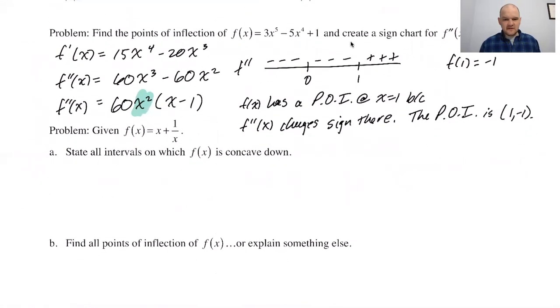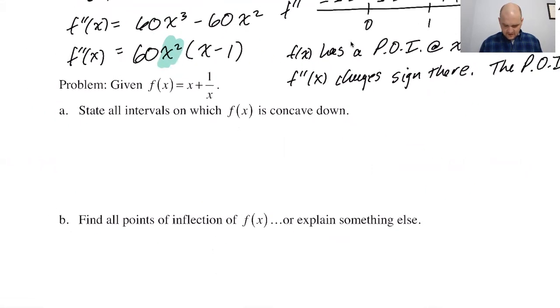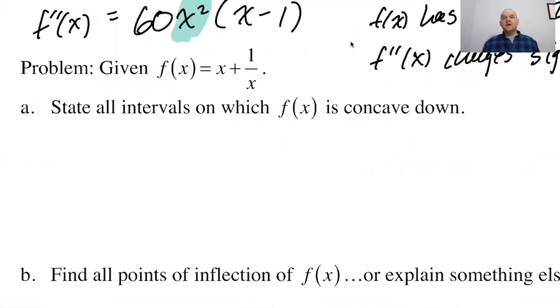So let's see what this next one is. All right, so not bad. Let's do it. State all intervals on which f of x is concave down. We're going to need the second derivative for that, so let's find it. So f prime is 1 over x, and I'm thinking of 1 over x as x to the negative first. So I can power rule it, bring down the exponent, negative, x to the negative second. So minus x to the negative second.